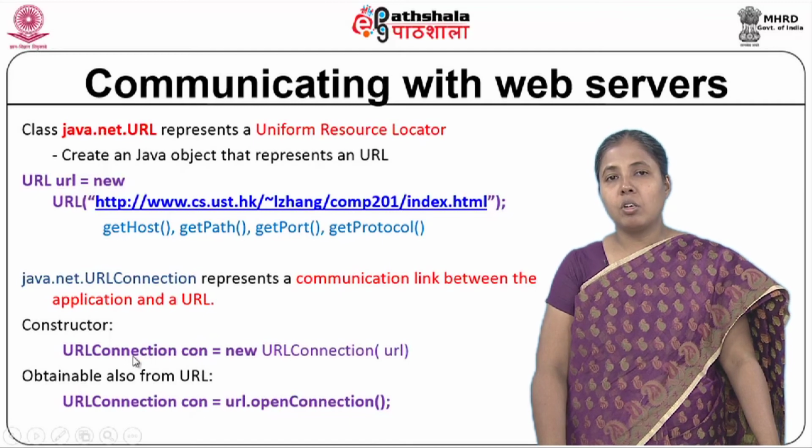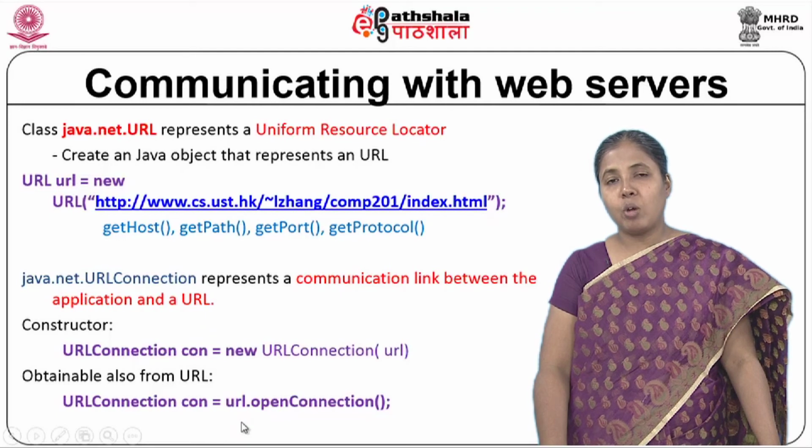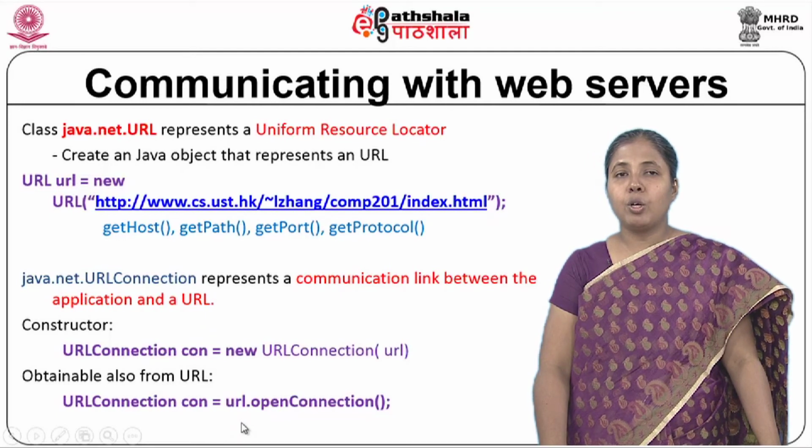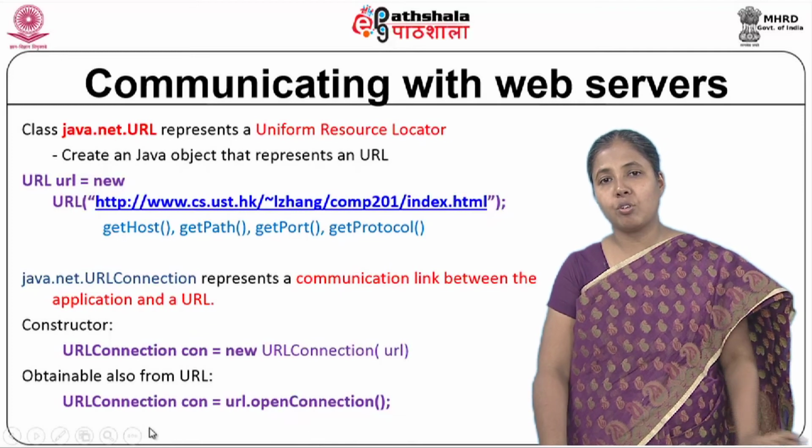This URLConnection object can also be obtained with the URL object. As I told you, you use the constructor of the URL class to create a URL object. Use that URL object and use a method called openConnection, using which also you can create a URLConnection object. So, a URLConnection can either be created using the constructor of that class, or it can be created with the openConnection method of the URL class.